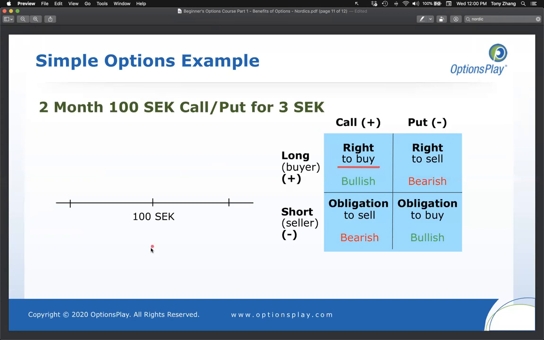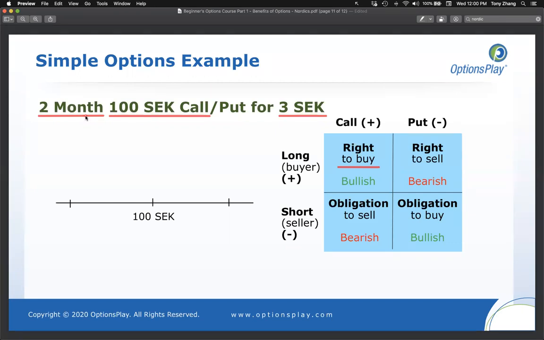So let's say in this particular case, I buy a 2-month call option. The strike price is 100 crowns, and I buy the 100 crown call option, and I pay 3 crowns for that option. So the call buyer pays the seller 3 crowns for the right to buy this stock at 100 crowns anytime between now and 2 months from now. So I pay $3 for the right to be able to buy that.